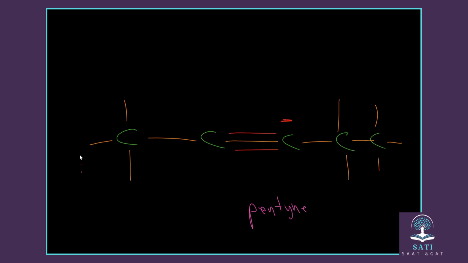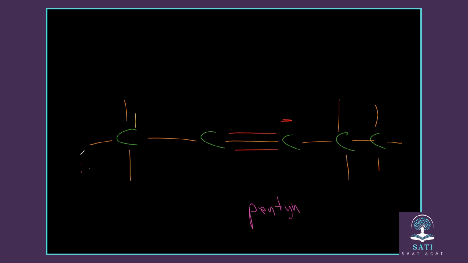Now, maybe the triple bond is here, or here, or here. I'm not sure where it is. So when I tell you pentyne, you will not understand exactly where the triple bond is. So in this case, when you mention pentyne, you need to mention the number of the carbon atom that the triple bond is on. So now we need to number them.